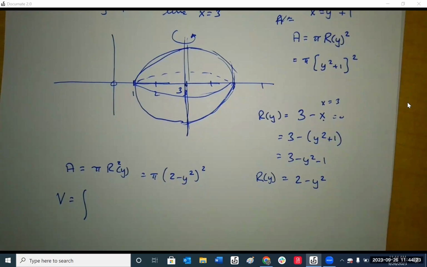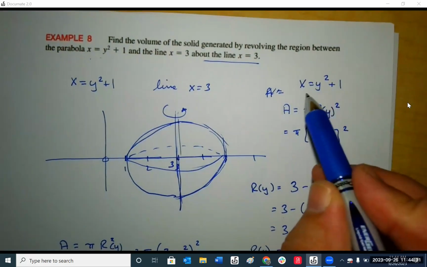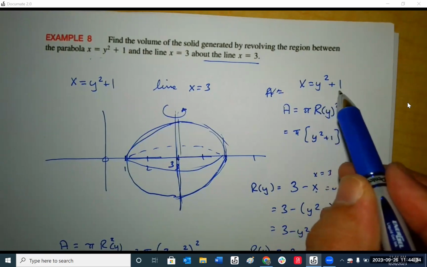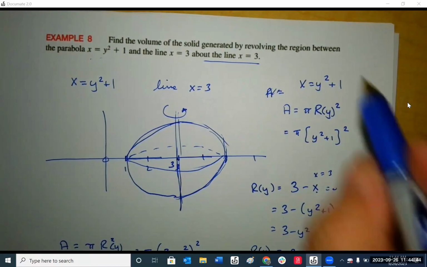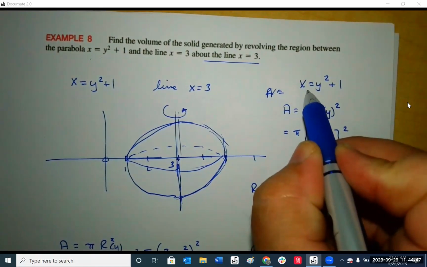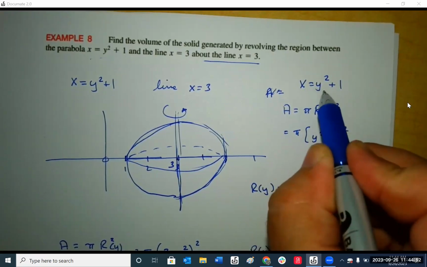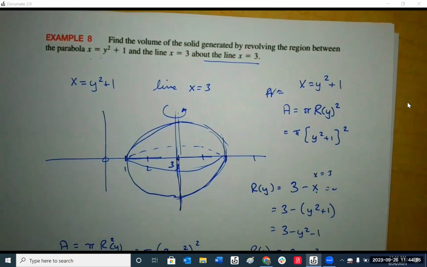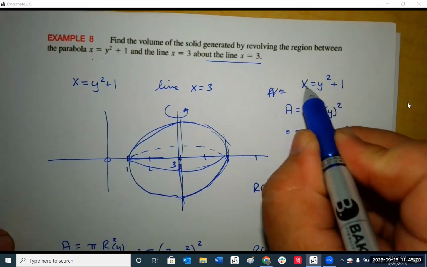What's our bound going to be? Because it has to be with respect to y. The only thing we have with respect to y is this equation here. Do we know what x is? Not yet, no, because we can't have two variables. For the bounds, we need to have numbers. Since we're integrating with respect to y, do we know what x equals?